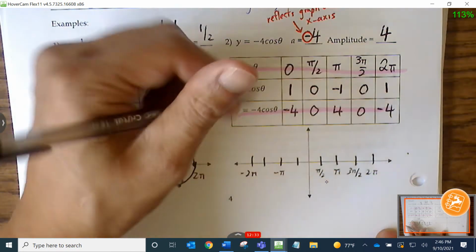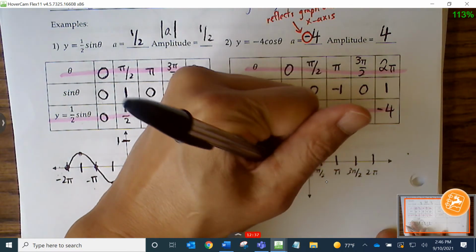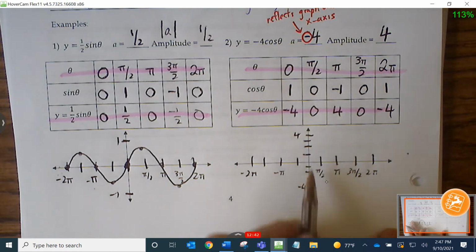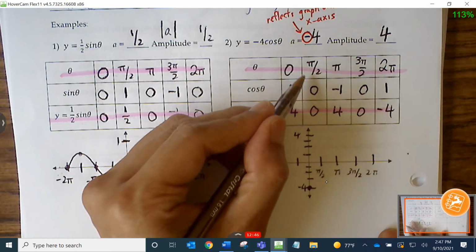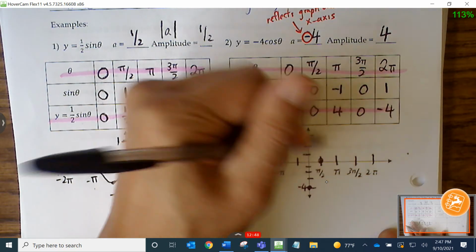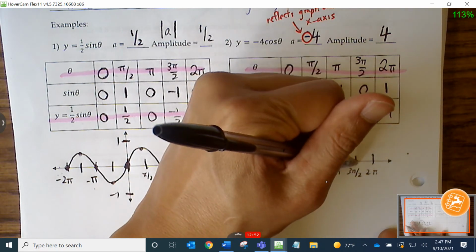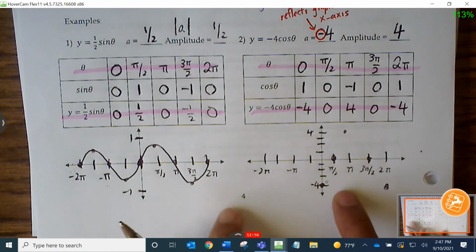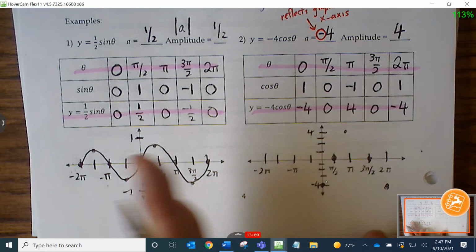So we're going to start at 0, negative 4. So we're actually going to start at the lowest point and move our way to the highest point. Okay, so negative 4, 0, negative 4, pi over 2, 0, pi, 4, back to 0, and back to the lowest point. So we're going to kind of have the same pattern on the left side as well.